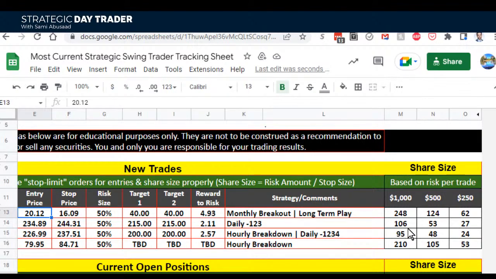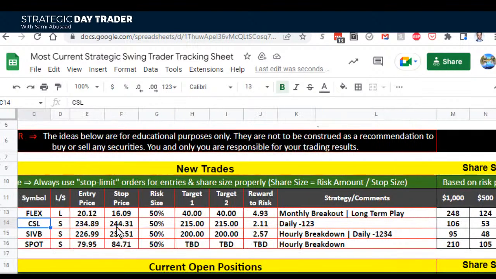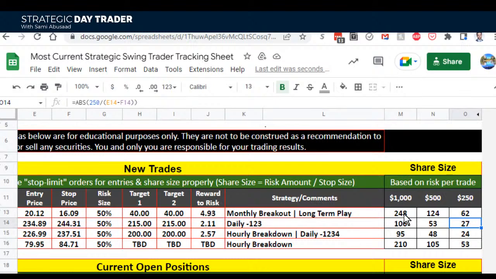Versus, let's say, 100 shares times an entry of $234, that's $23,400. And yet I'm saying that's still $1,000 risk. How could that be? On this stock I'm trying to get $23,000 versus only $5,000 on the other, and I'm saying that's still a $1,000 risk. How could that be?